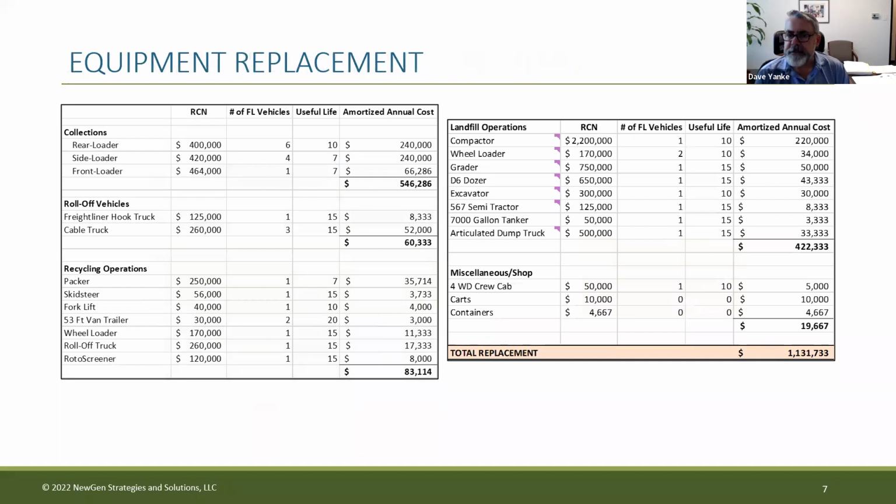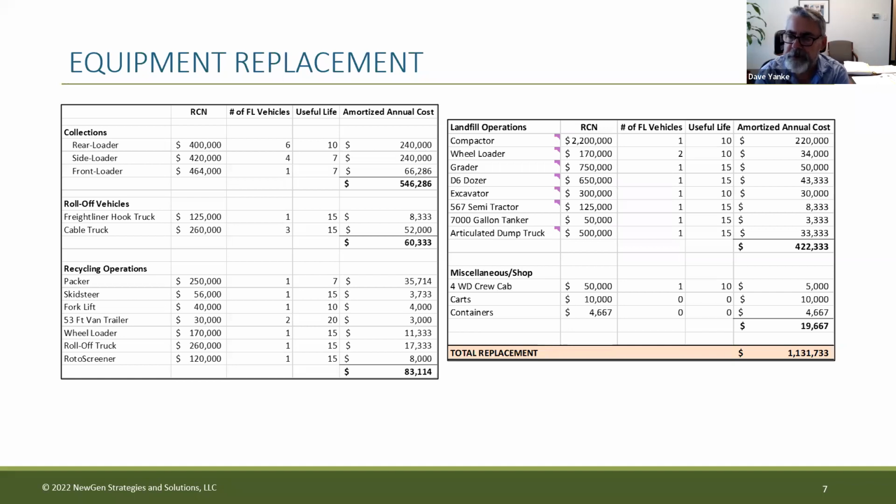So I'm not going to spend a lot of time on this spreadsheet, but I think it is worth showing you the basic process. For instance, if we're looking at the top left, we have your rear load collection trucks. You have 6, cost approximately $400,000 a year, side loaders at $420 and a front loader at $464.